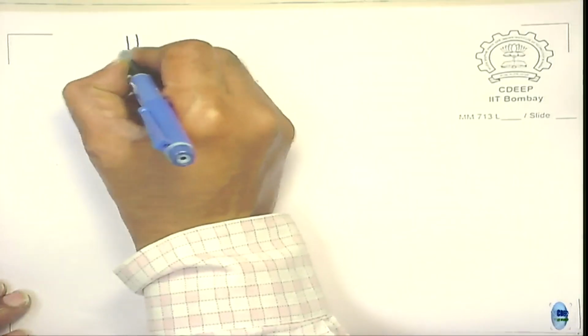Anybody else have any questions? Okay. If there are no further questions, let us move on to understanding the various forms of corrosion. What are the various forms of corrosion? First, let us discuss the so-called uniform corrosion.